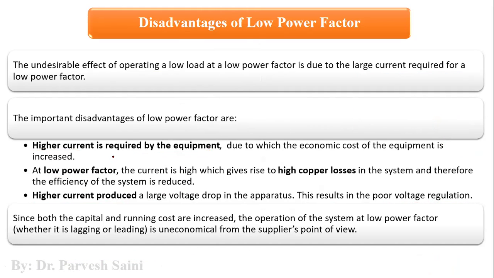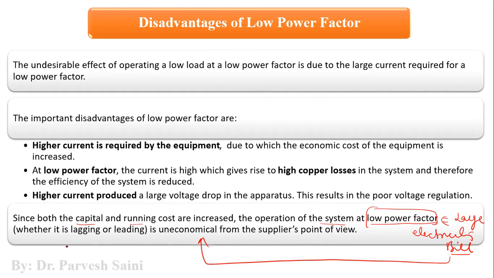So low power factor is not only a problem for the electrical appliances and electrical systems, but also a problem for the economy of the company which is producing the electricity. The capital and running costs are increased in this case. If the systems are operating at low power factor, low power factor means a large electricity bill, which will affect the economy of the company or industry. That is why it is never desirable to operate the electrical systems at low power factor.